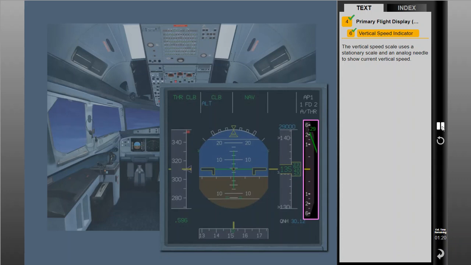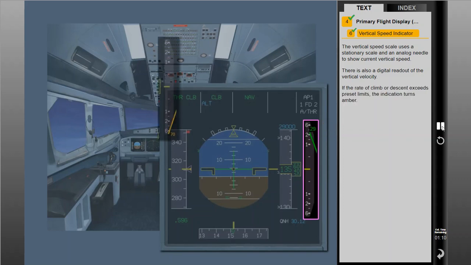The vertical speed scale uses a stationary scale and an analog needle to show current vertical speed. There is also a digital readout of the vertical velocity. If the rate of climb or descent exceeds preset limits, the indication turns amber. If vertical speed exceeds 6,000 feet per minute, the needle remains stationary at the top or bottom of the scale.